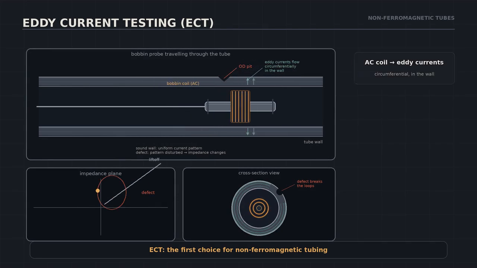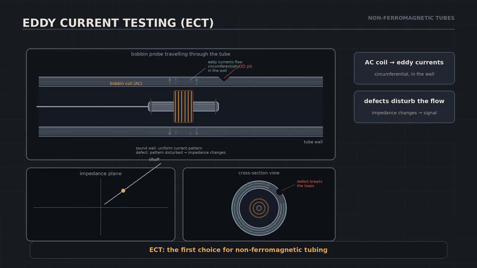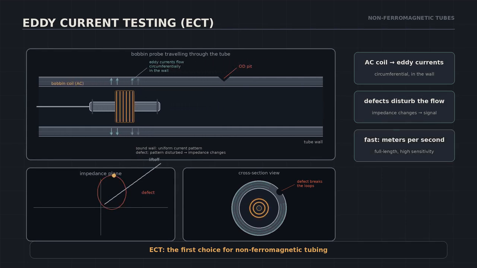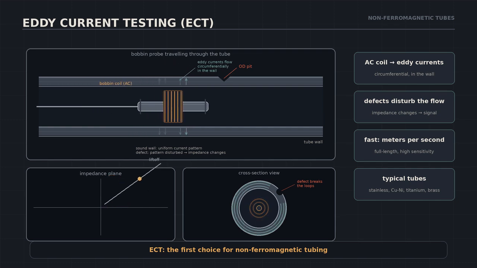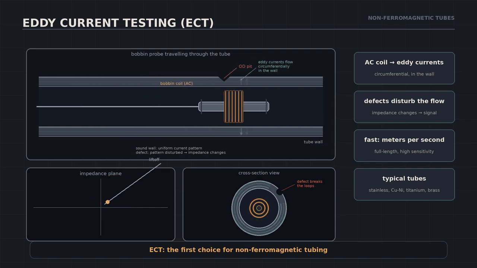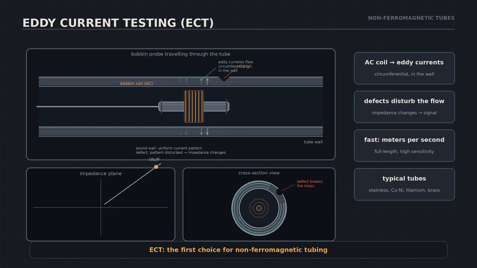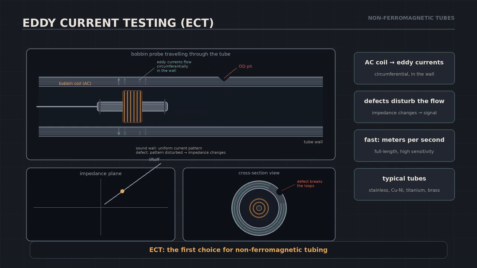Eddy current testing first. A bobbin probe with an AC coil is pushed through the tube. The alternating current induces eddy currents, small circular currents, in the tube wall, flowing in loops concentric with the coil. When the wall is sound, those loops are symmetric and stable. But a pit, a crack, or a thin zone diverts that current, and the coil's impedance changes.